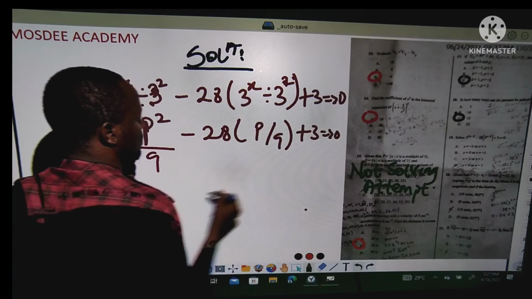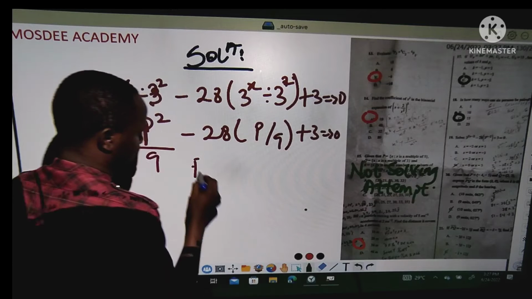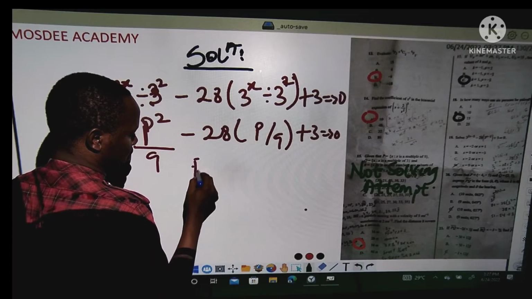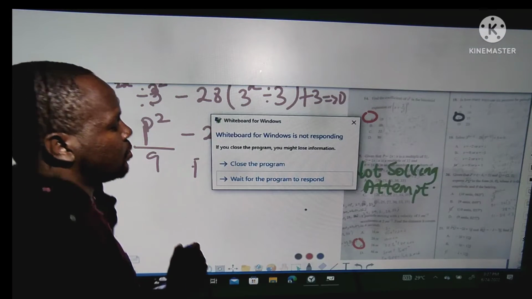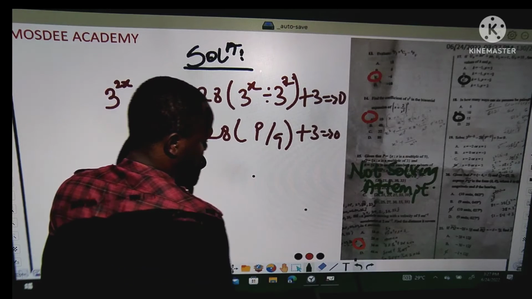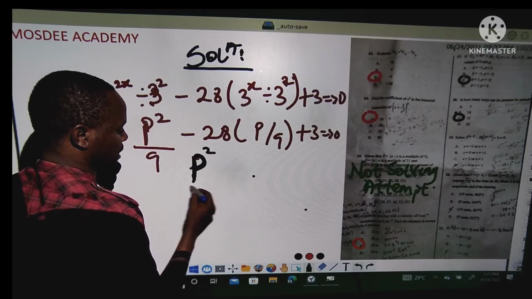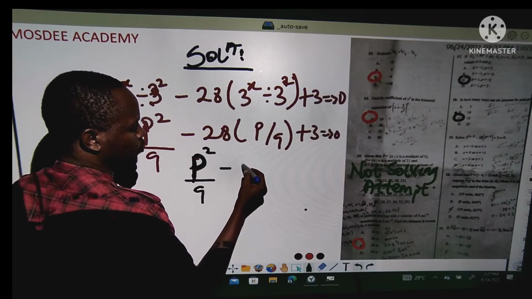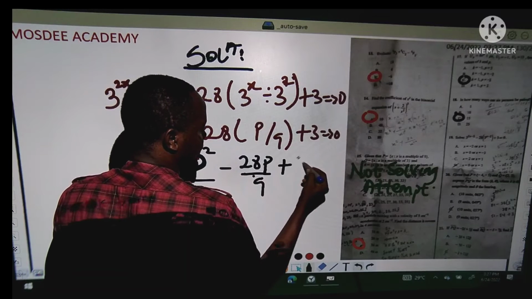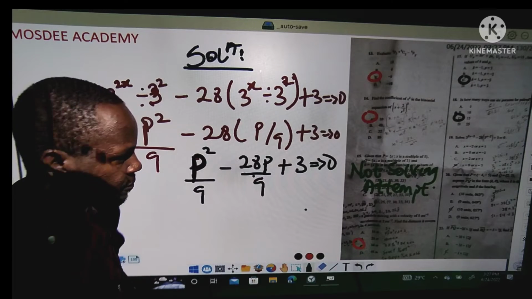equals to 0. So I'm having p raised to power 2, hopefully. Okay, I think it's loading. I think this is my system issue. So this p raised to power 2 over 9 minus 28p over 9 plus 3 equals to 0. And I have to do it whether I like it or not because I'm on live.